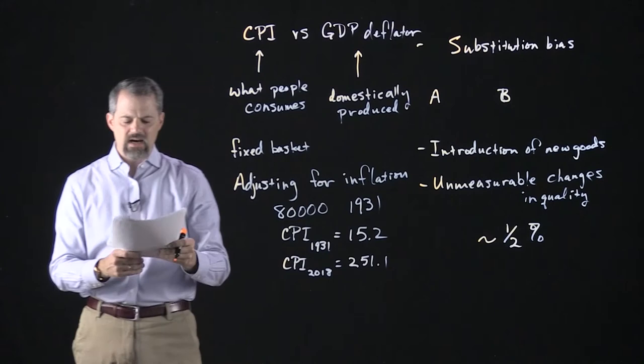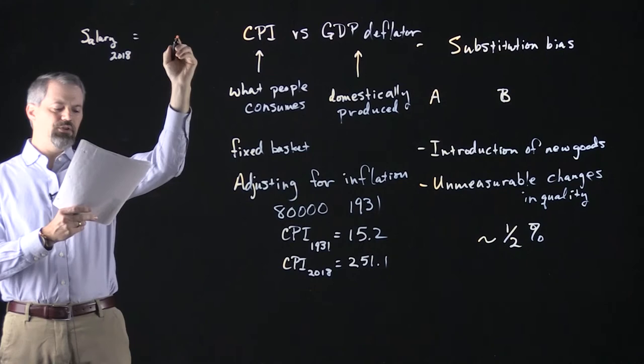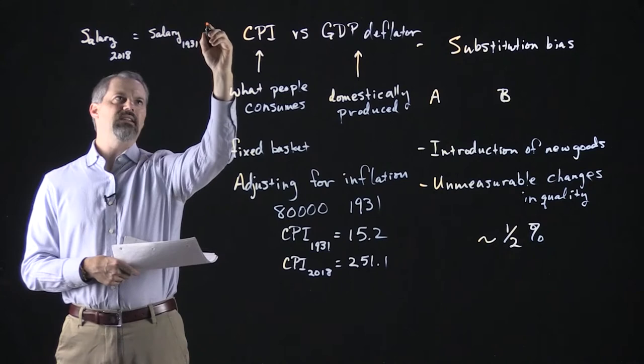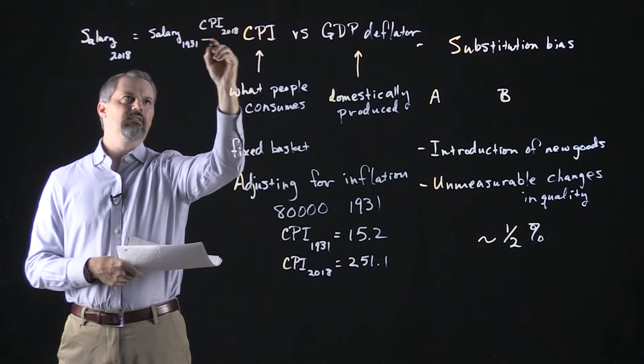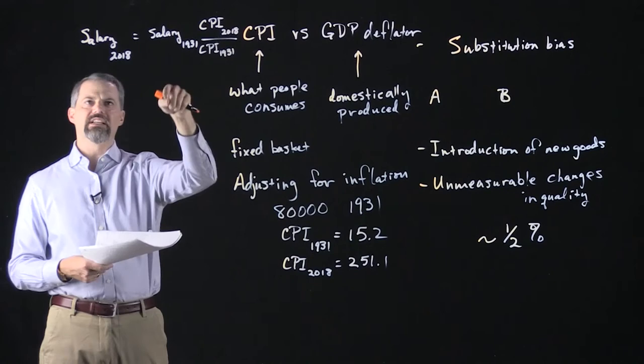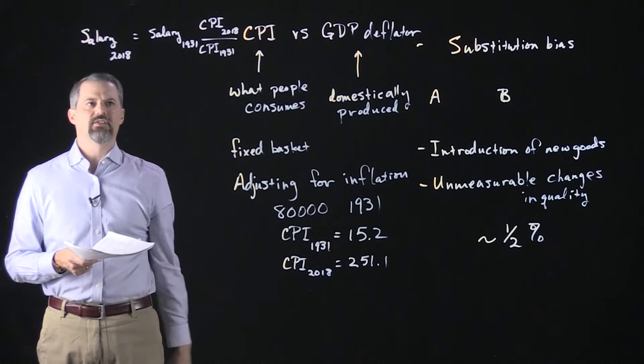So let's think about how you're going to calculate this. The salary in 2018 is going to be equal to the salary in 1931, multiplied by the CPI in 2018, divided by the CPI in 1931. So we've got these three numbers. We're going to plug those three numbers in there and figure out what Babe Ruth would earn if it were 2018. Once we do that, I'll give you an easy way to remember this. There's an easier way than what I've done right here, but this makes the calculation very easy to do.